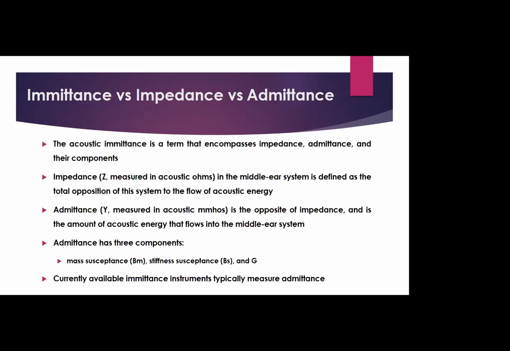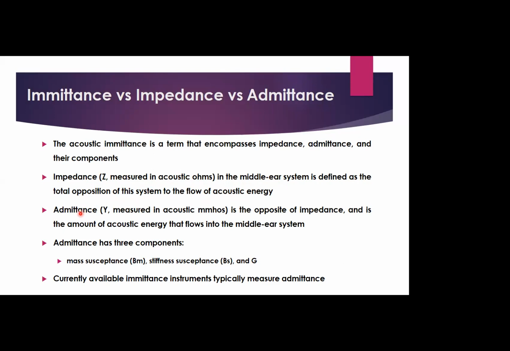There are various terms used in impedance audiometry. These include emittance, admittance, impedance. There are some subtle differences, but important ones, which we shall see now. Impedance measures the opposition to the flow of acoustic energy in the middle ear system. It is denoted as Z and measured in acoustic ohms.